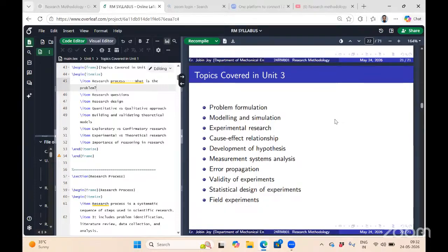Field experiments. Experiments are usually conducted inside the laboratory, right? But we have to conduct these experiments in real world situations, real world environments. That is what is called field experiments. So for example, traffic flow study, agriculture field testing, smart city analysis, industrial production monitoring, environmental testing. These are examples of field experiments.